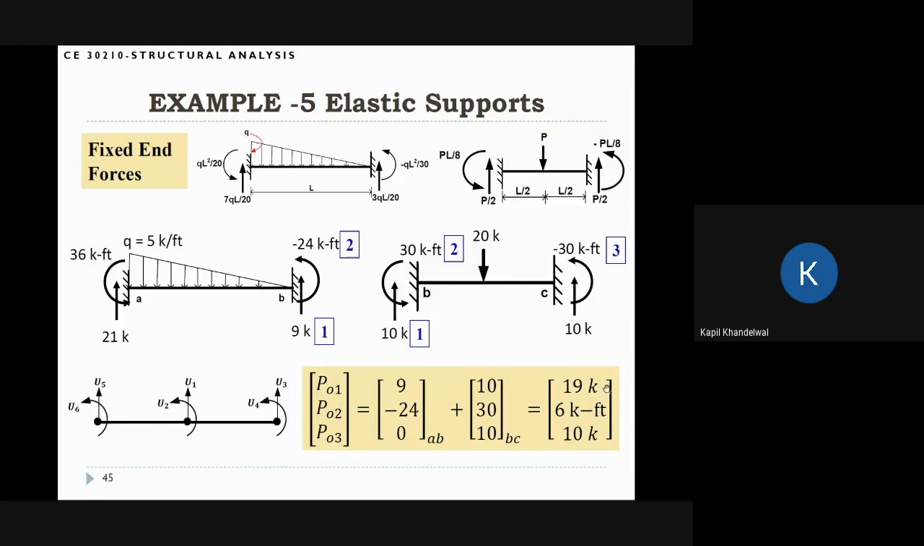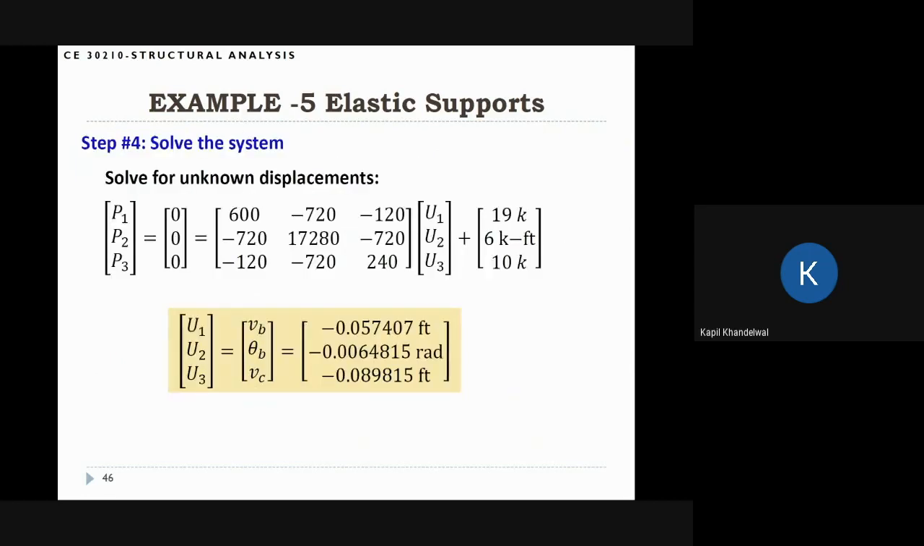Once we have this information, we can solve the problem. PF is all 0 here; P1, P2, P3 are all 0. KFF times UF plus POF. If we do the algebra, this is the solution. U1 is the vertical displacement at B, U2 is the rotation at B, and U3 is the vertical displacement at C. The units I was using were kip, feet, and radians, so I end up with the results in feet.